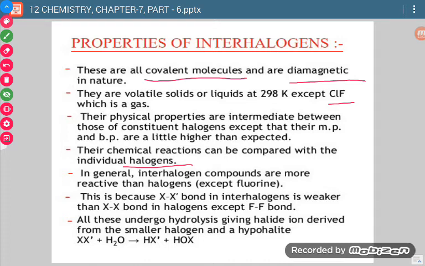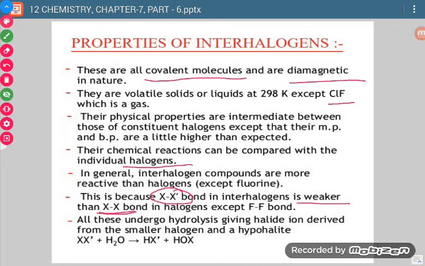Why? Because they are heteroatomic, whereas halogens are homoatomic. Fluorine is the most reactive, which is an exceptional case. But if we compare ICl and Cl2, ICl will be more reactive than Cl2. This is because when we take two different halogens, the bond between them is weaker, but when we take the same halogens, the bond is slightly stronger.